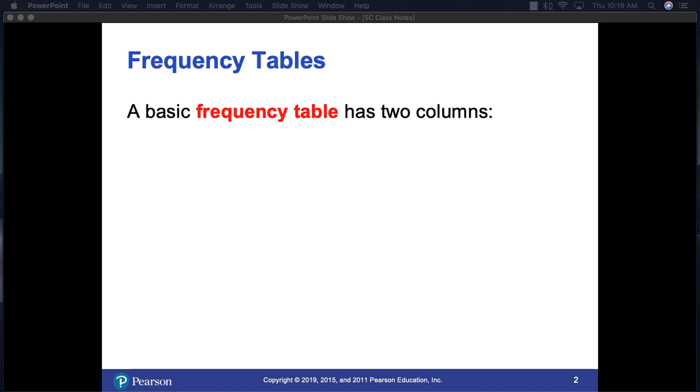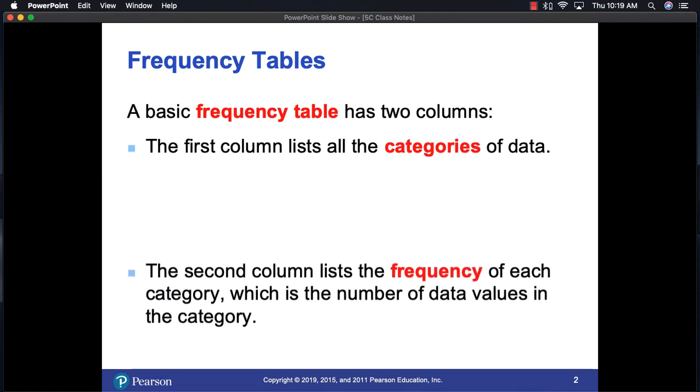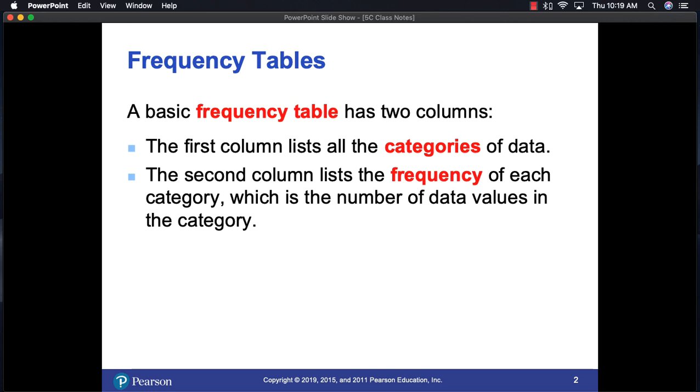The first column lists all the categories of data. And the second column lists the frequency of each category, which is the number of data values in the category. Again, we'll do an example a little bit later.